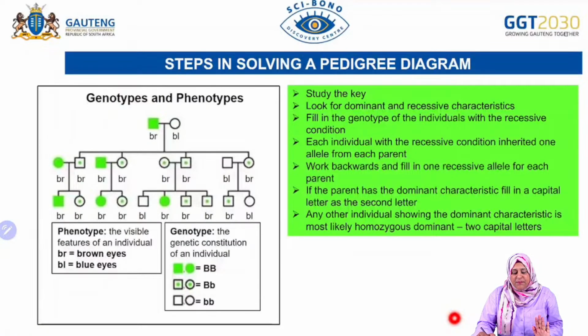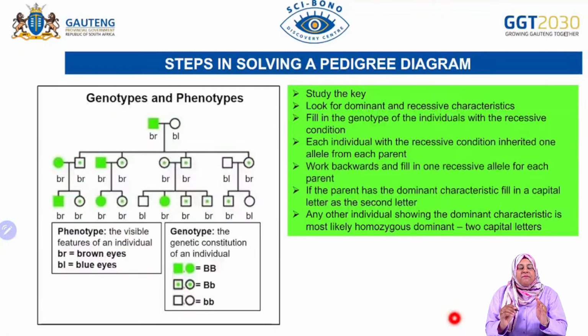The next one is the steps involving your pedigree diagrams. You need to study the key. Firstly, study the key. Look at male, female, shaded, unshaded, what does it mean? And then you look for the dominant and the recessive characteristics, and you fill in the genotypes of all the individuals with the recessive condition. So you will go to your diagram and fill in on your question paper all the small letters, the homozygous recessive.